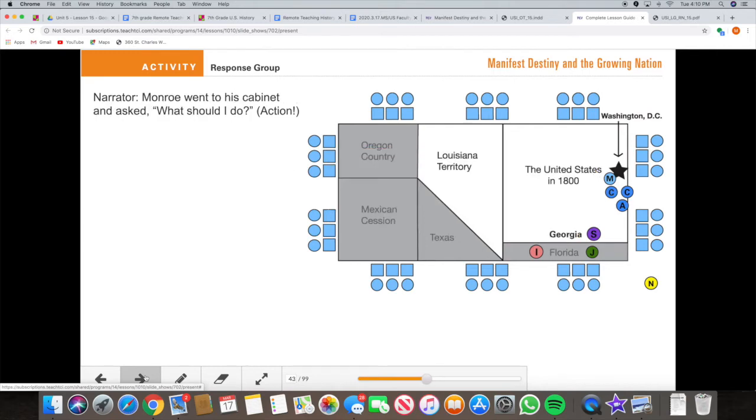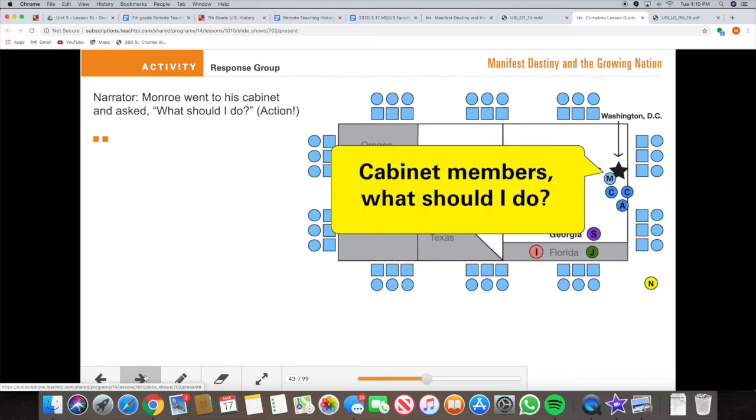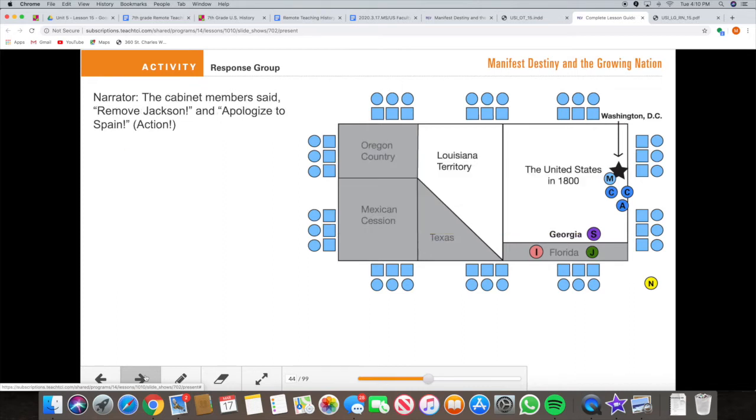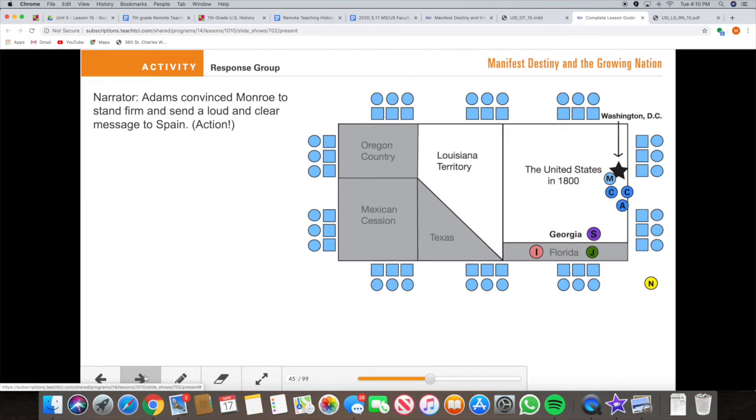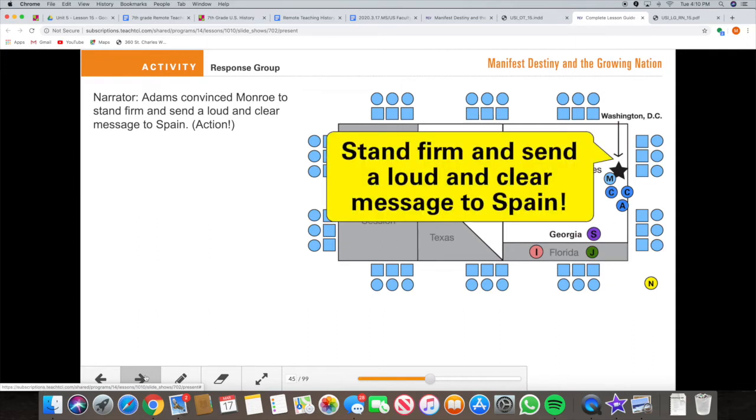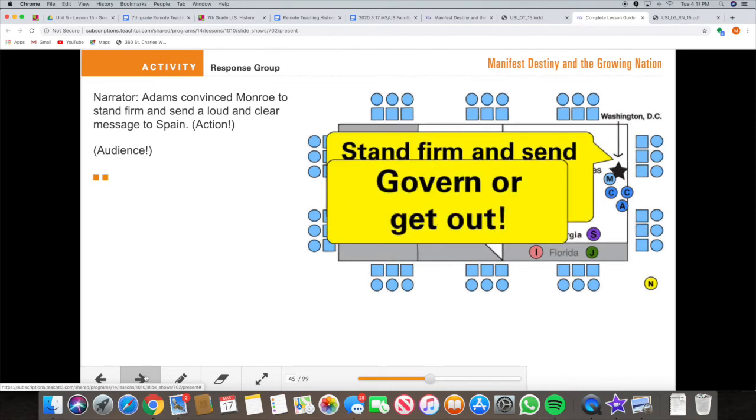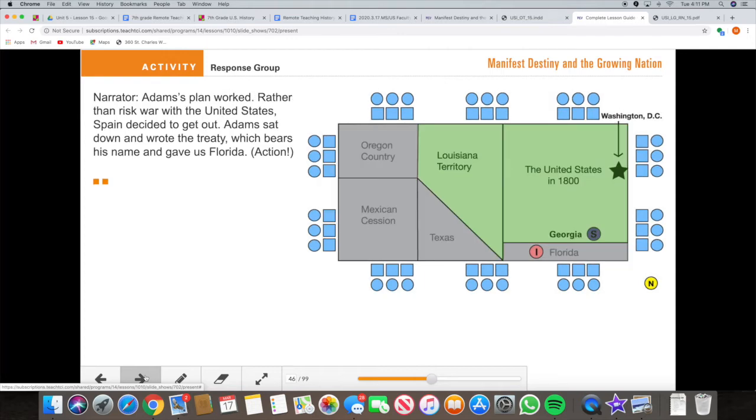Monroe went to his cabinet and asked, "What should I do?" The cabinet member said, "Remove Jackson and apologize to Spain." One cabinet member, Secretary of State John Quincy Adams, disagreed. He took President Monroe aside and quietly explained his plan. Adams convinced Monroe to stand firm and send a loud and clear message to Spain. Govern or get out! Okay. Adams' plan worked. Rather than risk war with the United States, Spain decided to get out. Adams sat down and wrote the treaty which bears his name and gave us Florida.